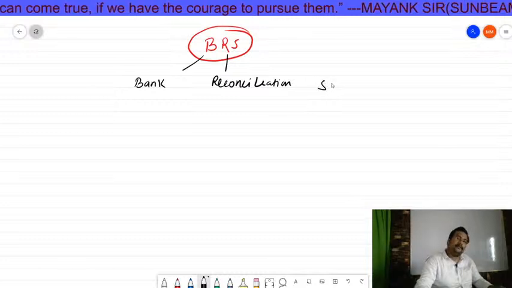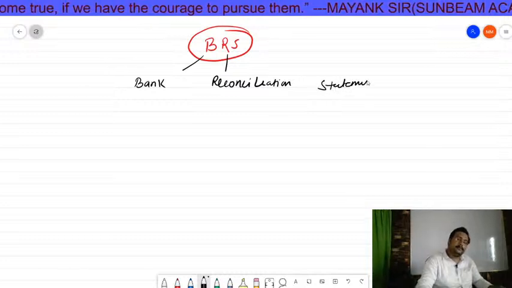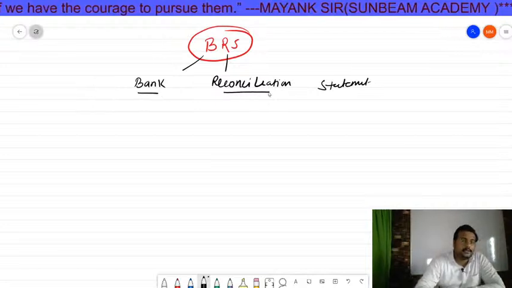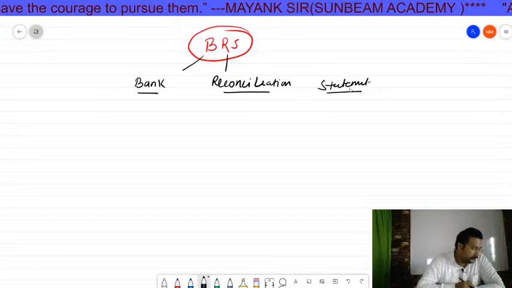And S stands for statement. Bank reconciliation statement.